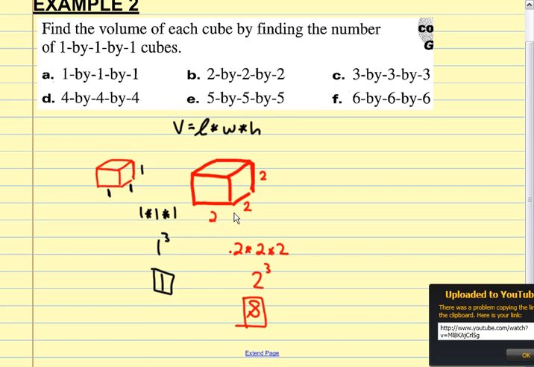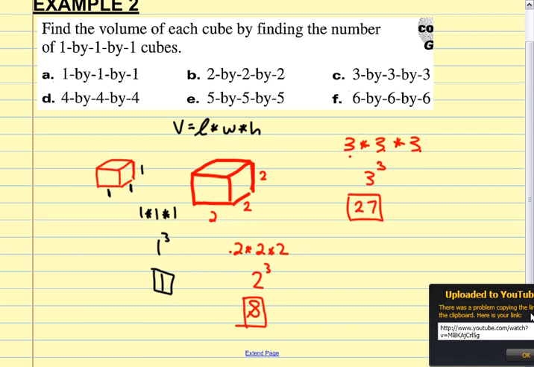Now, I'm not going to draw another cube. But for C, do you agree if I wanted to find the volume, how would I write it? How do I write it, David? 3 times 3 times 3. Exactly. Length times width times height. And I could write it like this. What do I get when I multiply 3 times 3 times 3? Jenna? 27. Awesome.